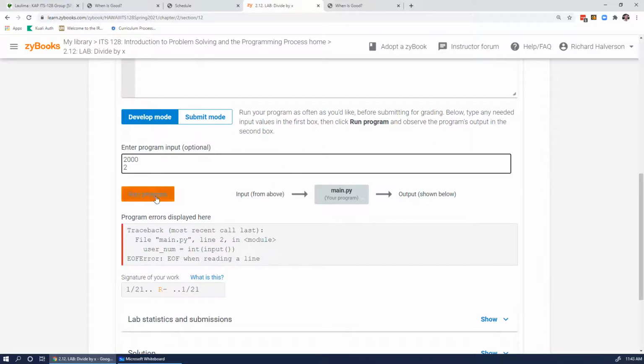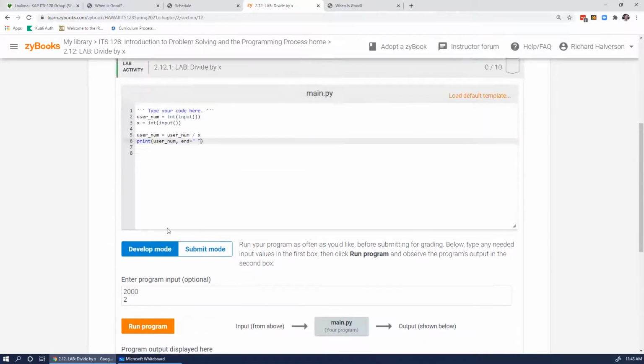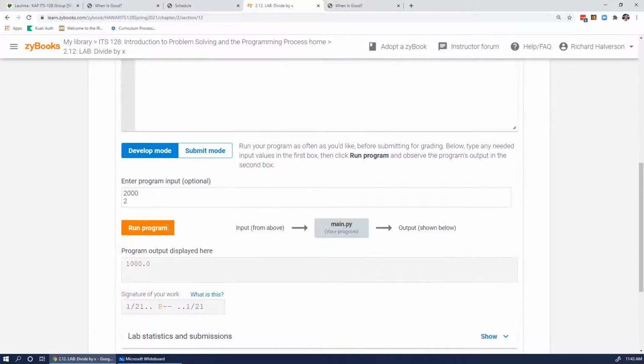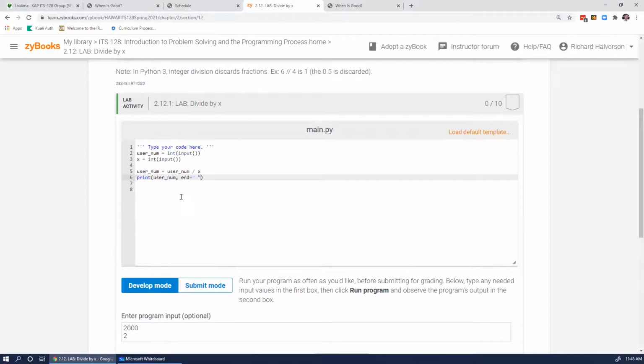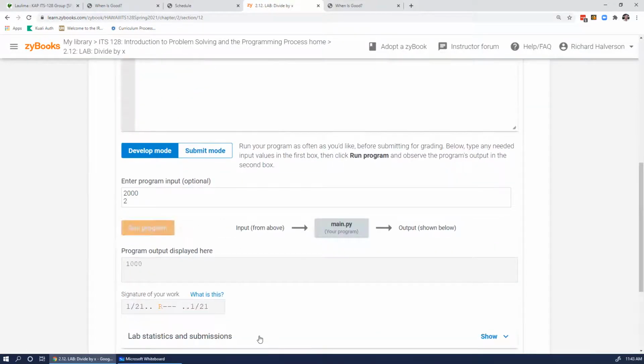And now when I run this program, it goes 1000. Okay, now look. So this is not an integer. This is a floating point number, and I wonder why it did that. Because this is an integer and it's an integer. Integer divided by, oh, I know, it's because we did floating point divide. Okay, this is integer divide. Run program, and it looks like that.